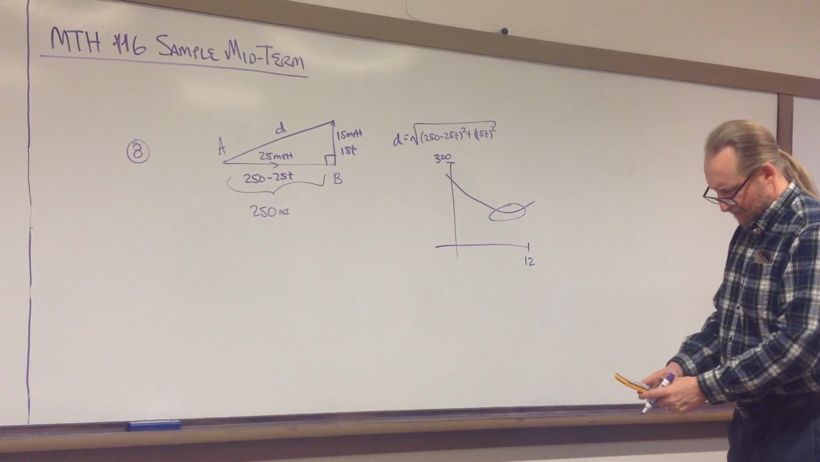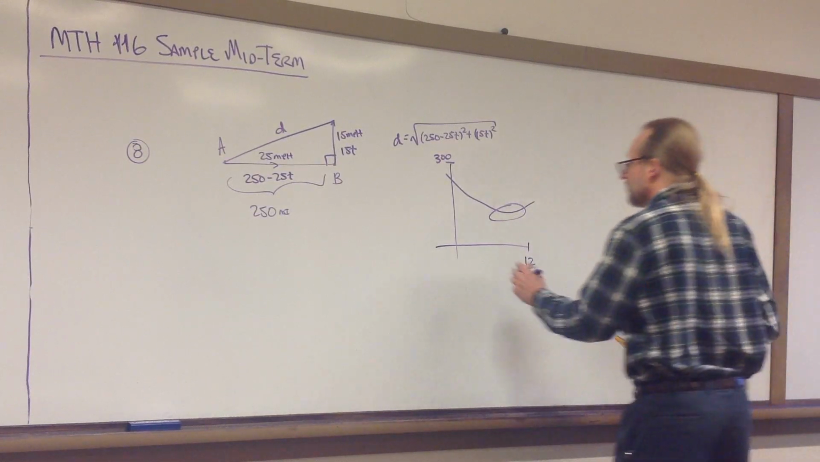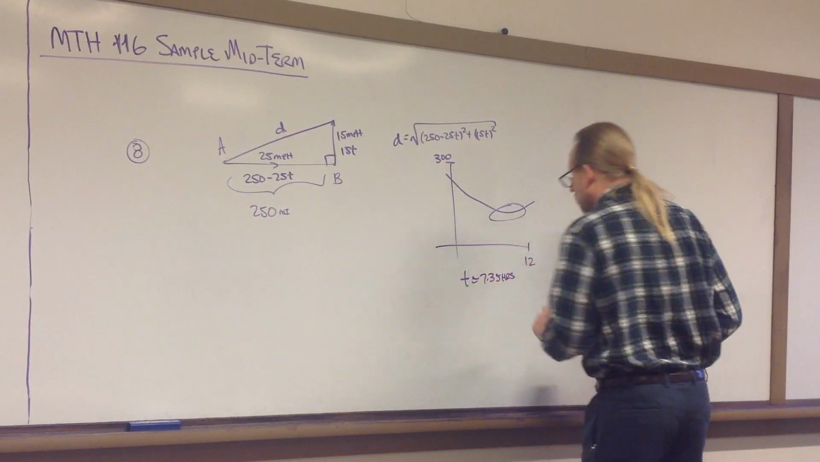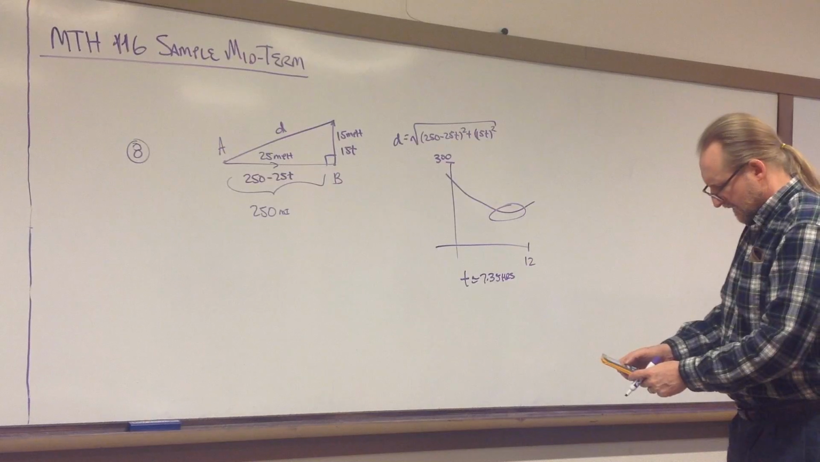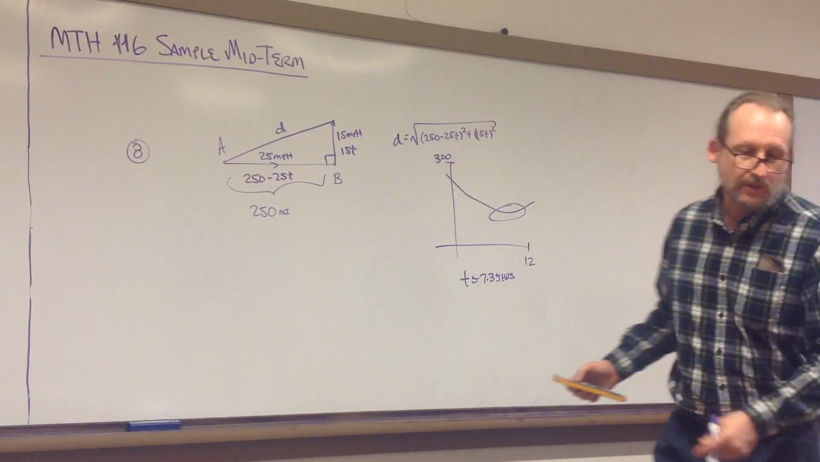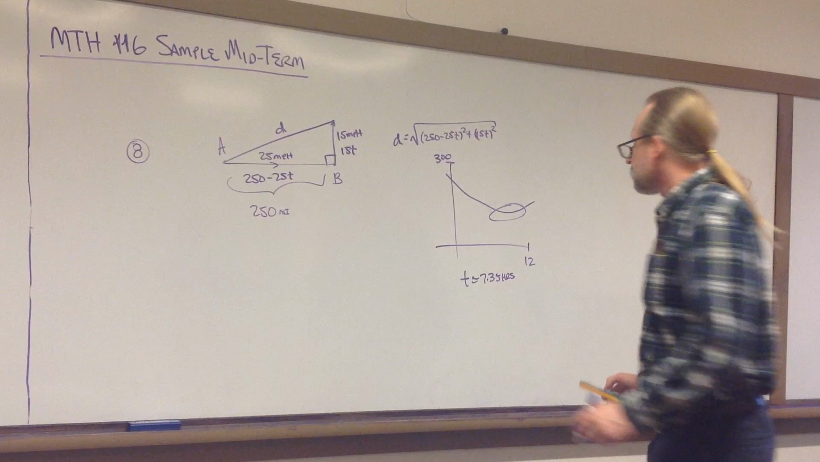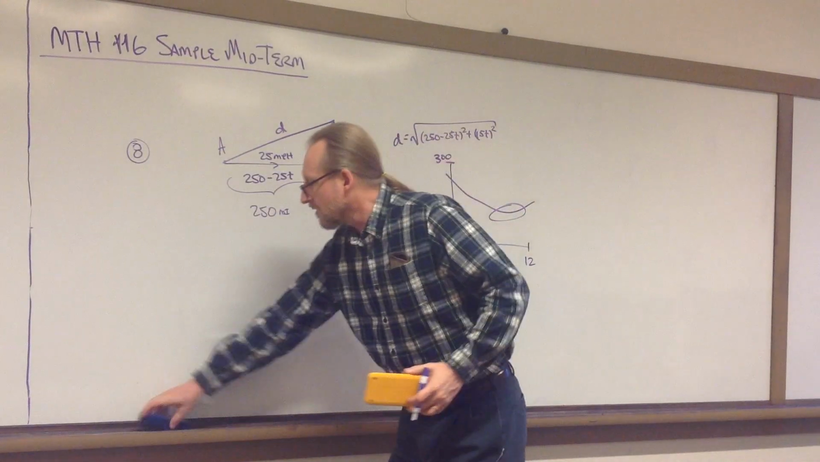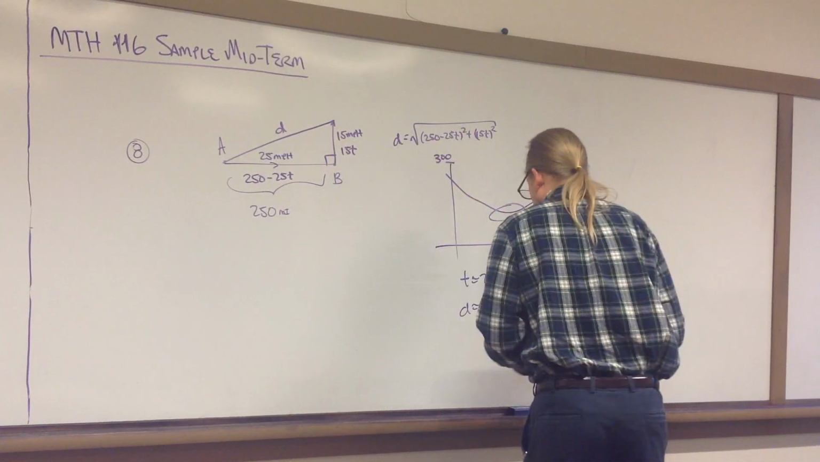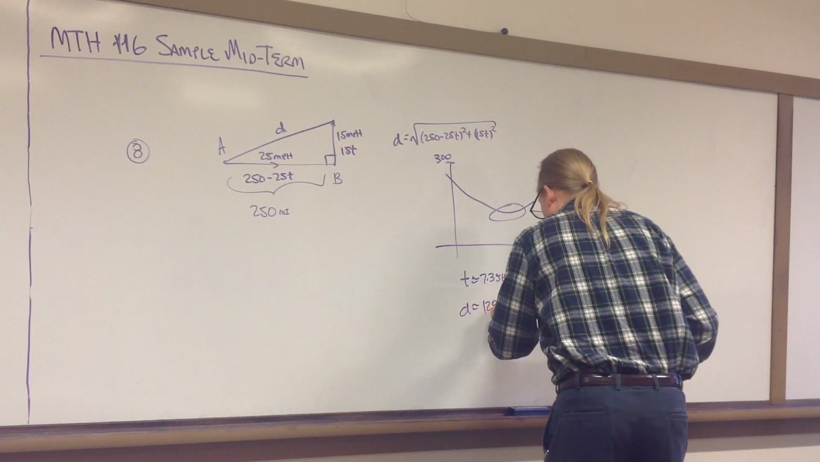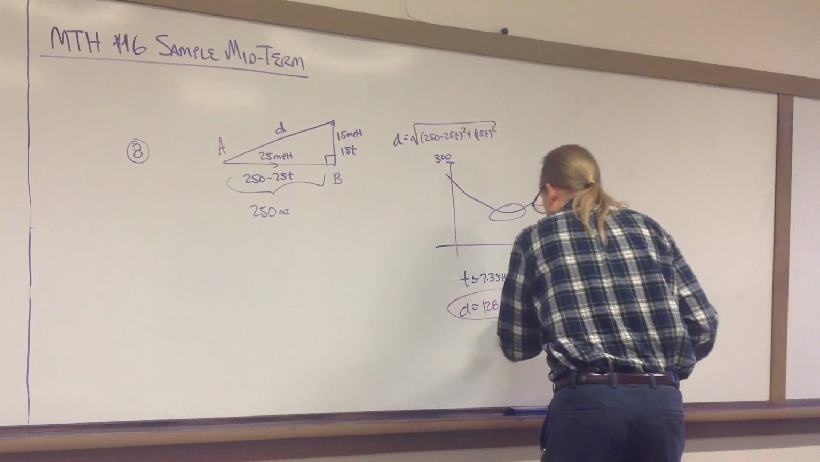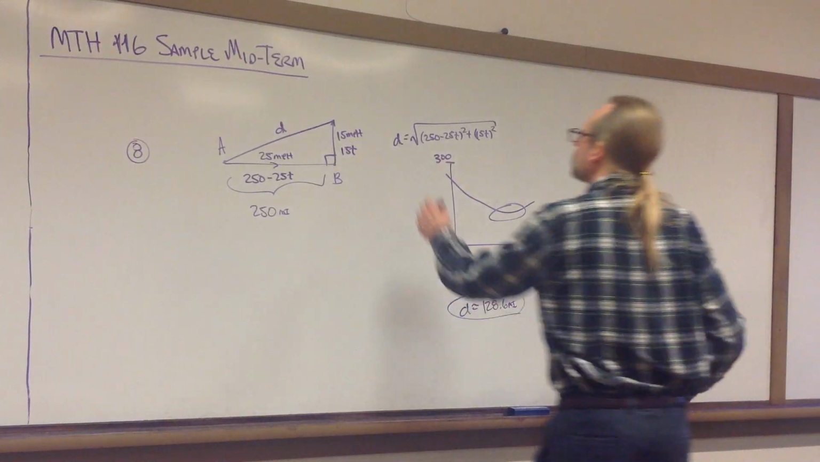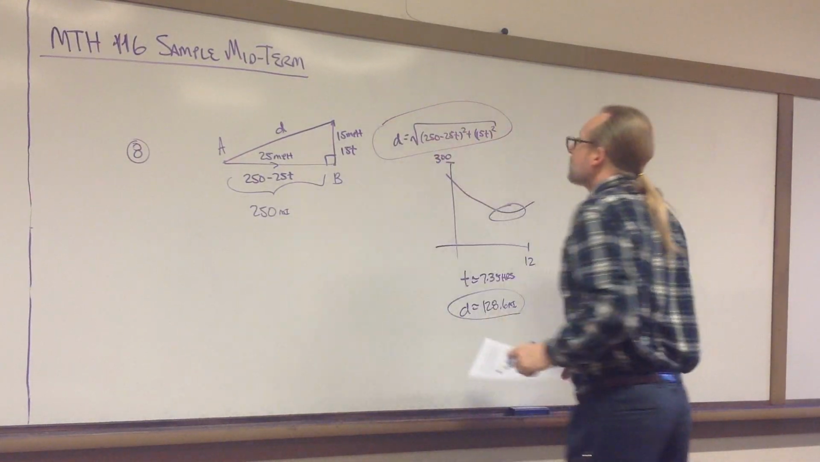Okay, 7.35. So t is 7.35 hours, and the distance there is 128.6 miles. So there's one answer. This expression is the first thing I asked for.